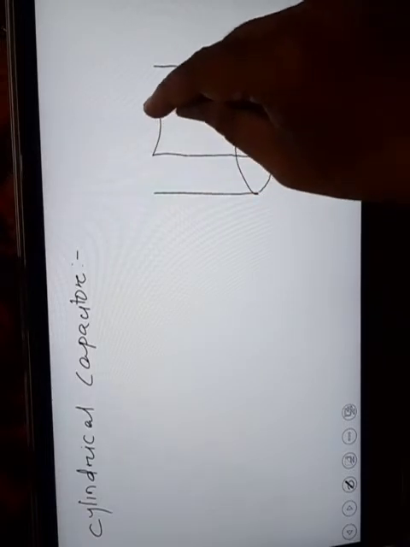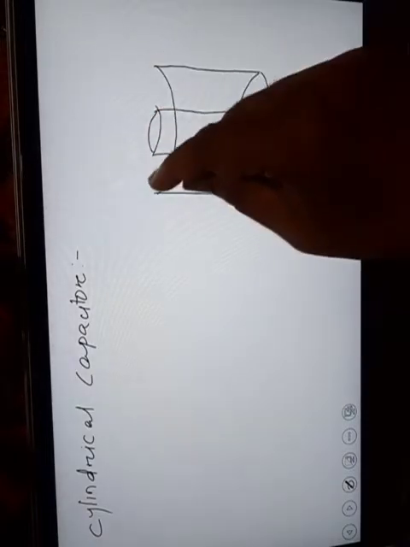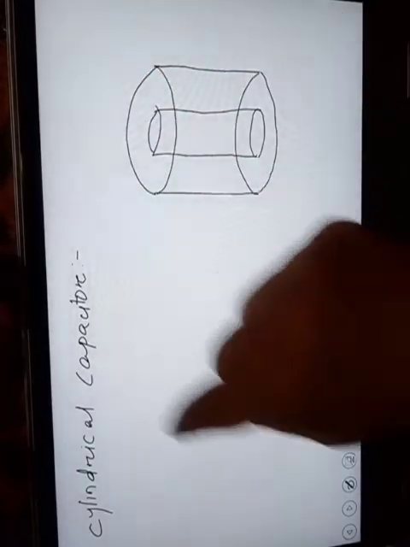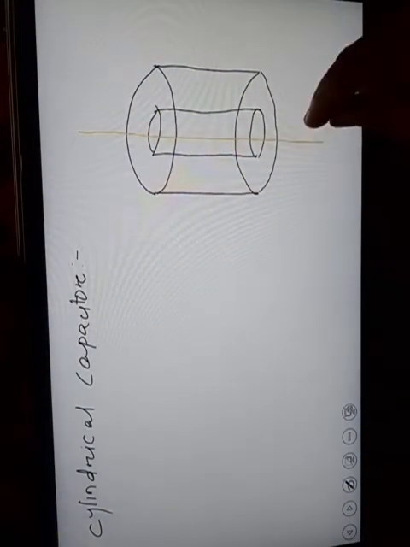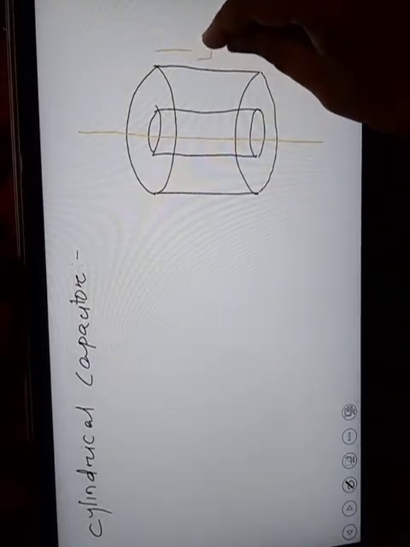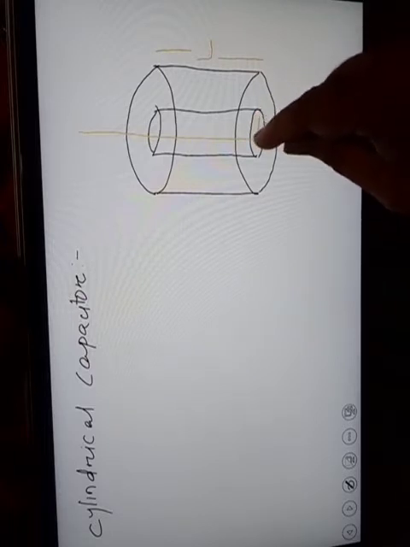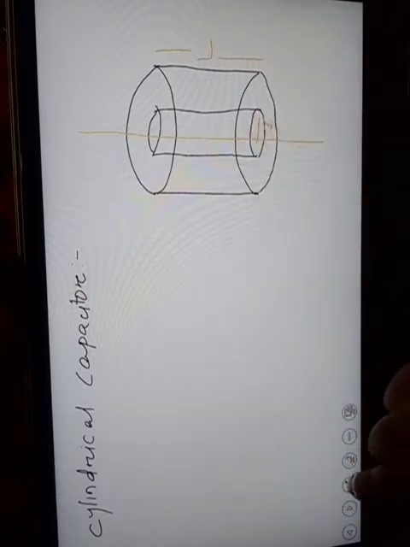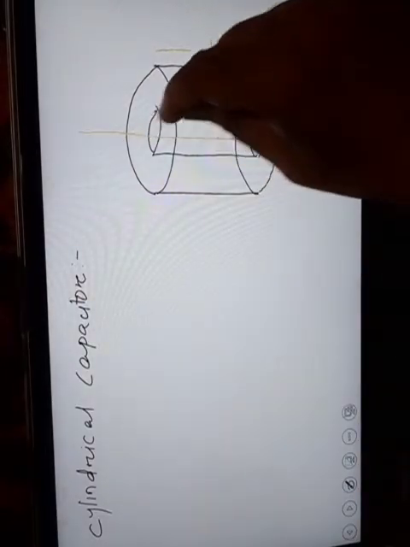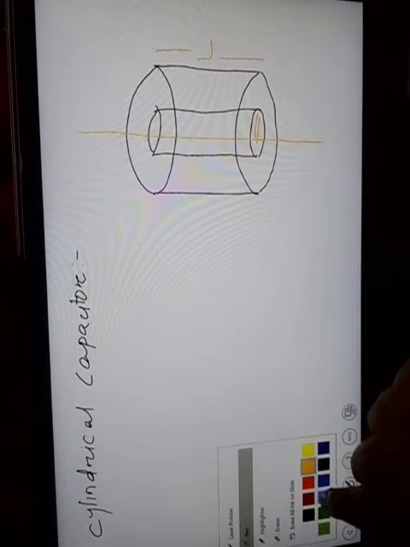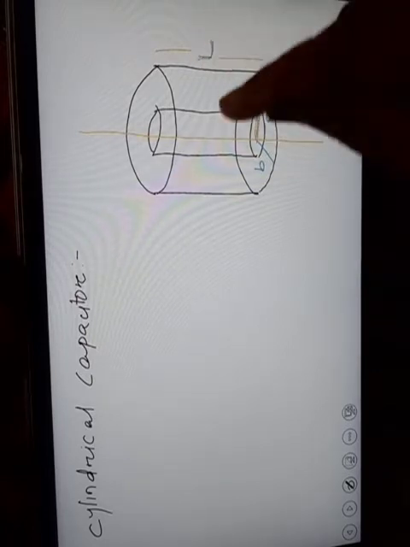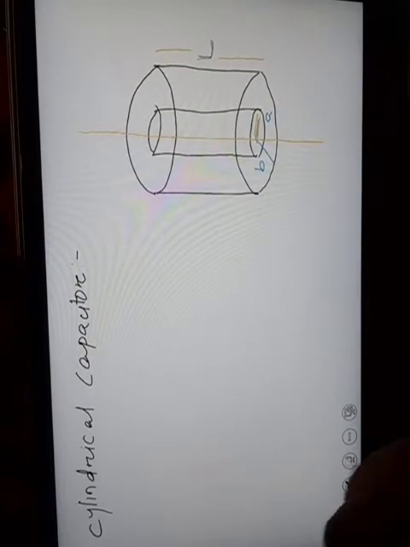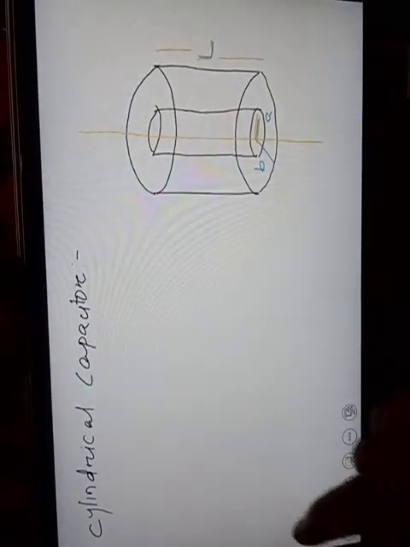Let us carefully see. This is the axis of the cylinder, and the length of the cylinder is capital L. Take the inner radius as small a, and the outer radius as b, and the length of the cylinder is L. Because the two cylinders have the same axis, it is known as a coaxial cylinder.